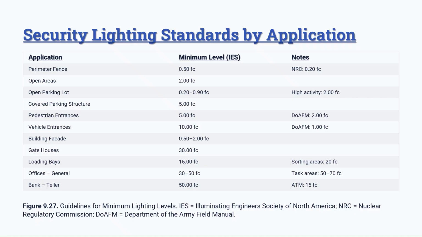For example, higher illumination is required in high-risk areas, while moderate levels may suffice for general zones. Adhering to these guidelines ensures consistency, effectiveness, and compliance with regulatory requirements. In security lighting, standards provide the baseline, but design must adapt to real-world conditions.